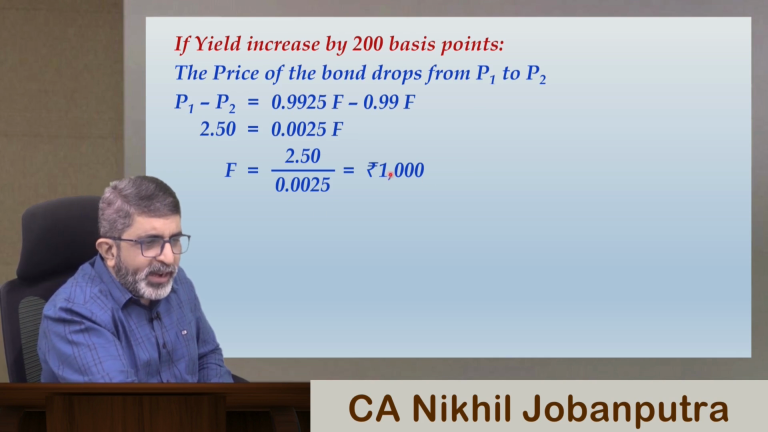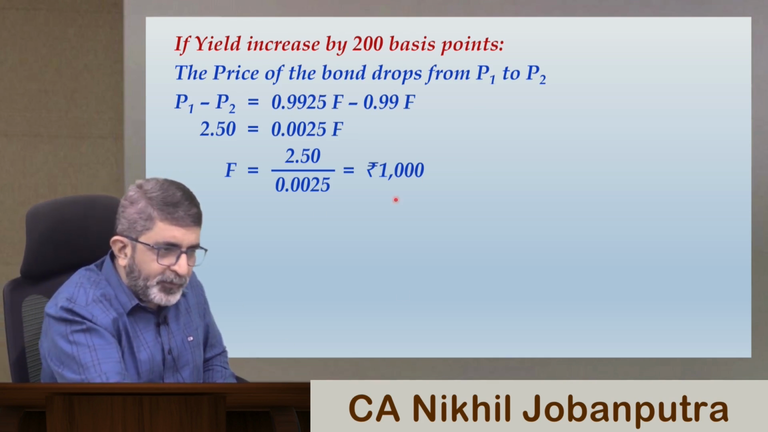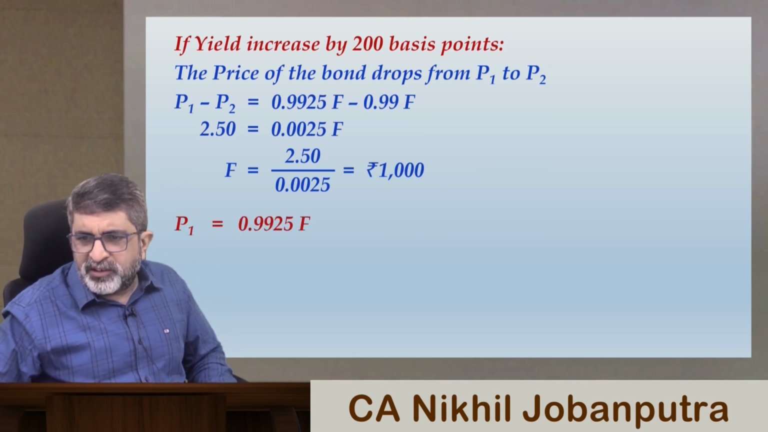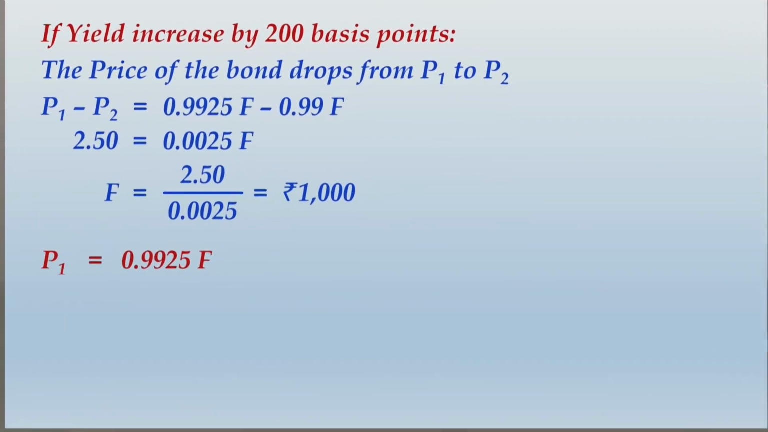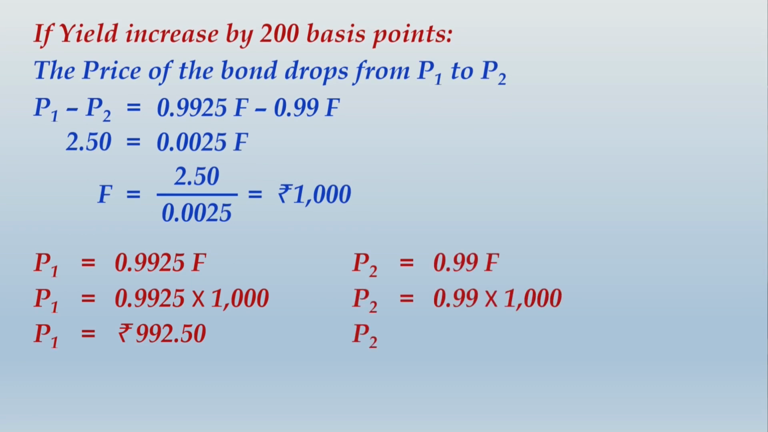The moment you get this, P1 and P2 are already expressed in terms of F. You can easily find out what P1 and P2 will be. Let me just put the screen in front of you so that you can take note of the calculations. So P1 value is 992.50, and similarly when we compute P2, the value comes to rupees 990, making sure that P2 is 2.5 less than P1. So take note of these calculations, and then I take you ahead.